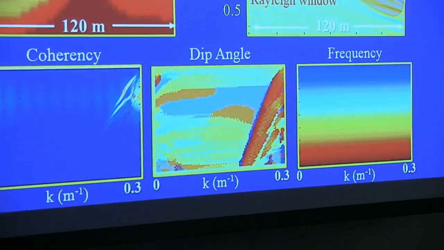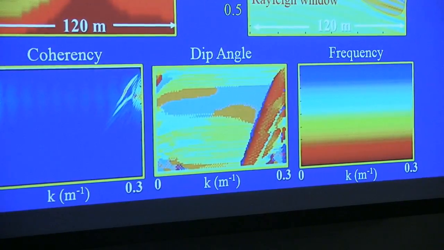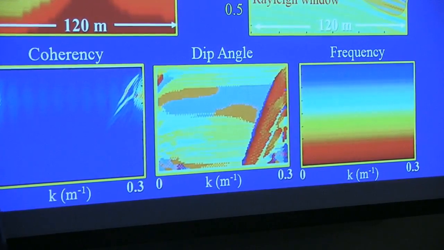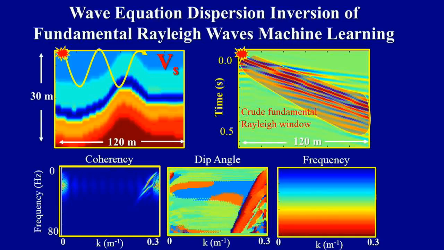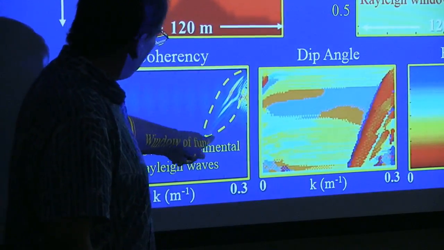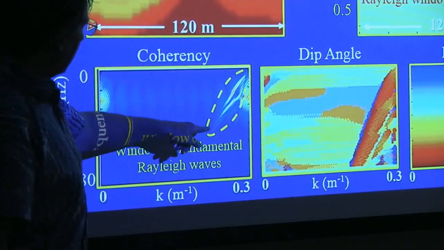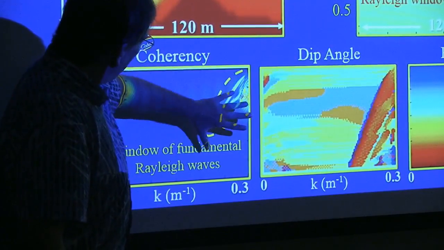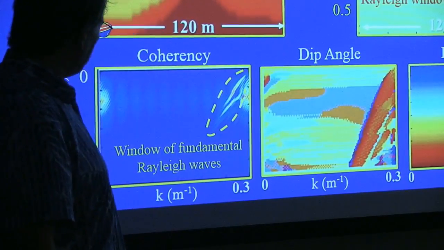He took all three of these features and used machine learning classification methods to pick out the best curve here that would mute out everything but the fundamental mode. He did that by training on about 5 to 10% of the data, using hand picks for different shot gathers. For example, he handpicked, I'm just drawing this dashed line this morning, what he thought was the best window, where he muted everything outside the window and kept this as the fundamental mode window.